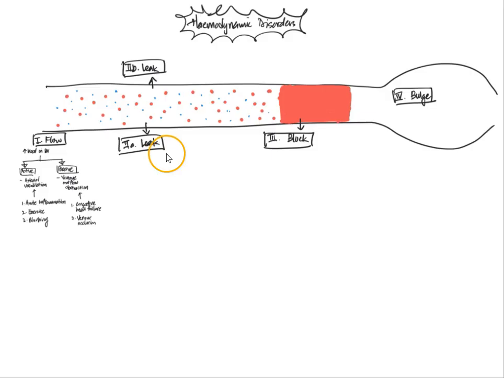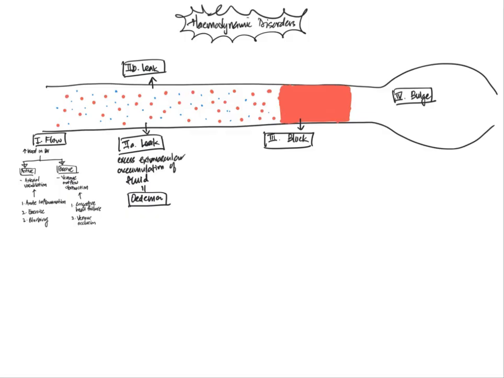Now we are going to focus on leak. And in this first part, this is when there is excess extravascular accumulation of fluid, not whole blood, but just the fluid components of blood. And this essentially is the definition of edema, which means when there is too much fluid that exits from blood vessels and enters the interstitial space.